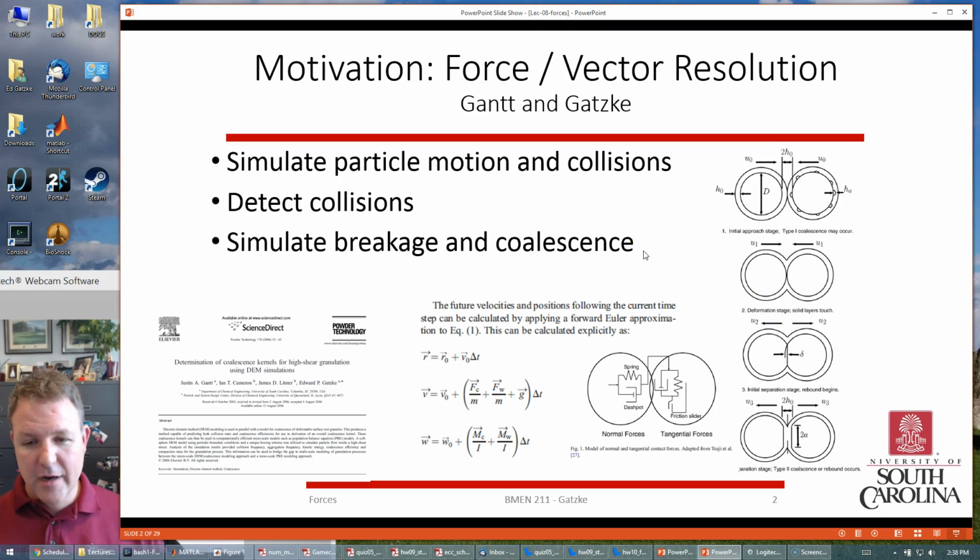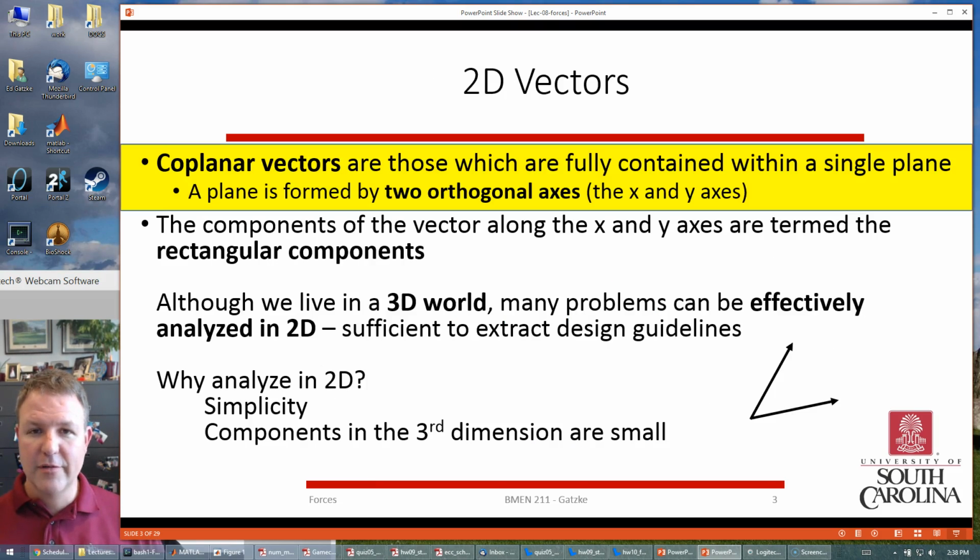And there are models out there where you can look at this granulation phenomenon. But there are lots of applications in biomedical engineering looking at forces and trying to deal with the mathematics related to forces. So we're going to talk about two-dimensional vectors. A coplanar vector can be fully contained within a single plane. So if you consider the x and y axes, those are coplanar because they're inside the x and y plane, or z equals 0, let's say, and the coplanar vectors are basically all inside that plane.